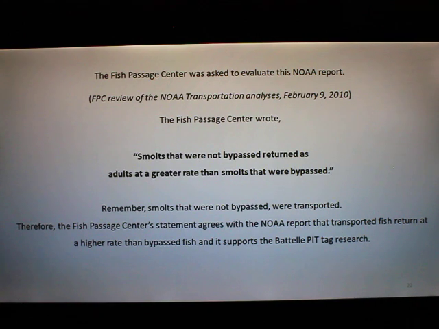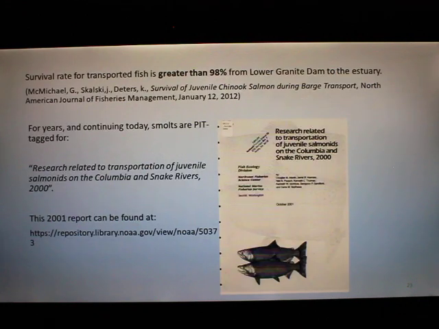"Smolts that were not bypassed return as adults at a greater rate than smolts that were bypassed." Now, to me, that's an ambiguous statement. You have to remember the smolts that were not bypassed were transported. Therefore, Fish Passage Center's statement agrees with the NOAA report that transported fish return at a higher rate than bypass fish, and Fish Passage Center's statement supports the Patel PIT tag research. Survival rate for transported fish is greater than 98% from Lower Granite to the estuary.